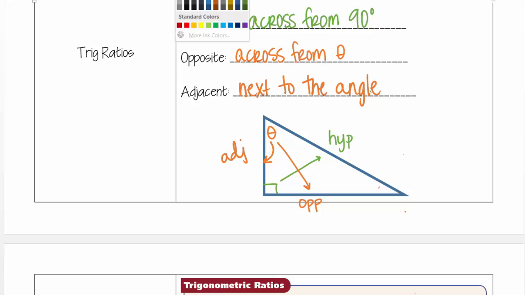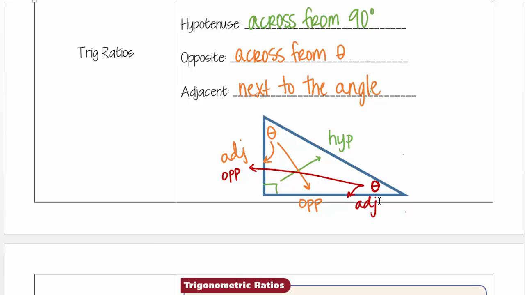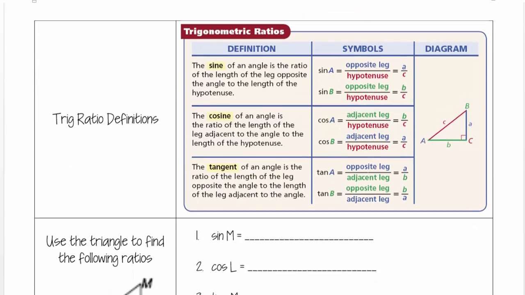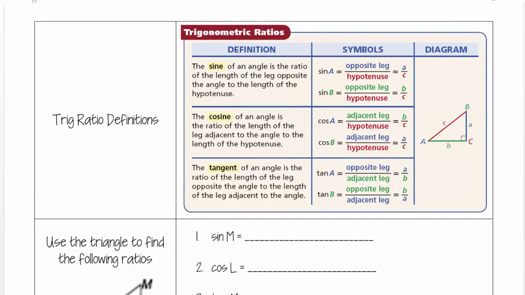Now, if I was talking about this angle down here, let's say this guy was theta, the hypotenuse is always the same, but this time my opposite side would be over here, and my adjacent side would be right here. So that leads us to some definitions. We have three words that you're going to put in your vocab that you will say from now until eternity: sine, cosine, and tangent. Now these are special ratios in a right triangle.